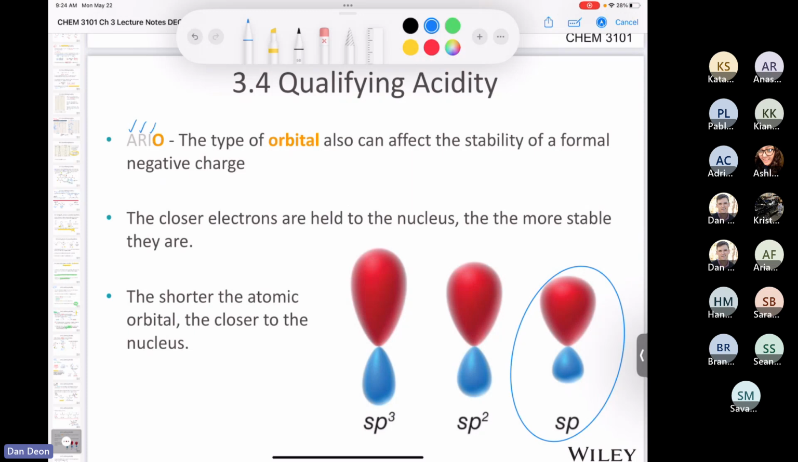And so the idea is this: if you have a negative charge on an sp hybridized carbon, it's going to be more stable than one that's on an sp3. Why? Because the electrons are closer to the nucleus, and the nucleus is positively charged. So therefore, they're going to be more stable.